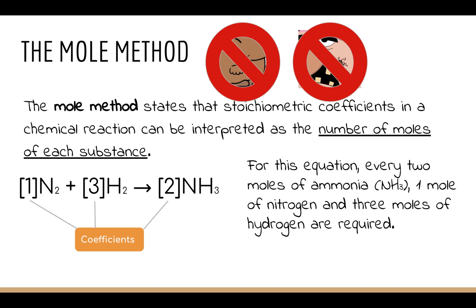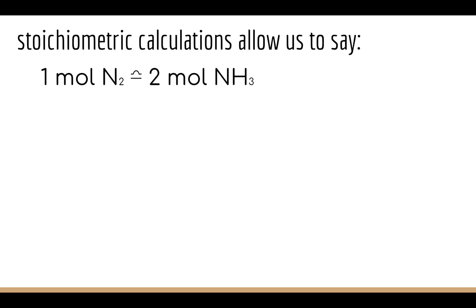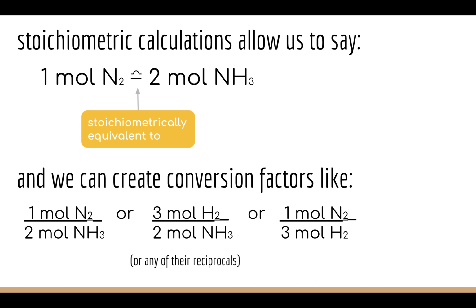So really this is saying that for every 2 moles of ammonia, 1 mole of nitrogen and 3 moles of hydrogen are required. This allows us to create mole ratios with this given equation. We can say things like 1 mole of nitrogen is stoichiometrically equivalent to 2 moles of ammonia. We can also create other things like these: 3 moles of hydrogen over 2 moles of ammonia, 1 mole of nitrogen over 3 moles of hydrogen, or any of their reciprocals.